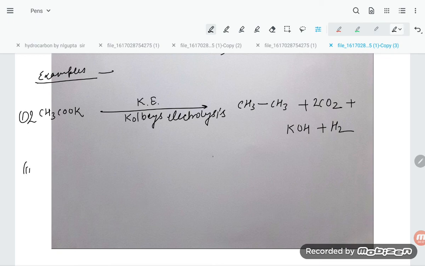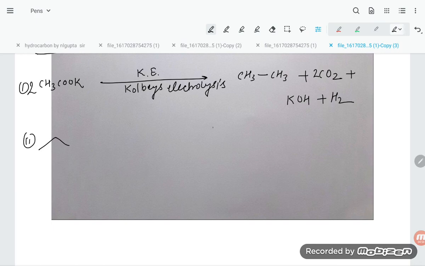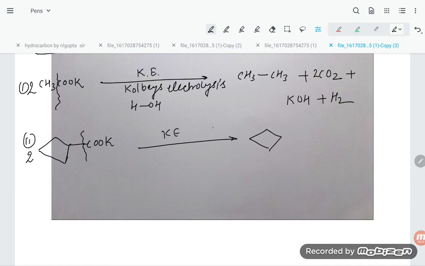Now let us move on to the second example. Suppose we are having this one, and we are treating here with COOK. So this total is splitting, and here HOH is there. It is splitting in such a way that it is split here. And if it is splitting, here we take Kolbe electrolysis. So what are the possibilities of product? Here you take 2 moles, so the possibility is simply that this compound is going to be formed.